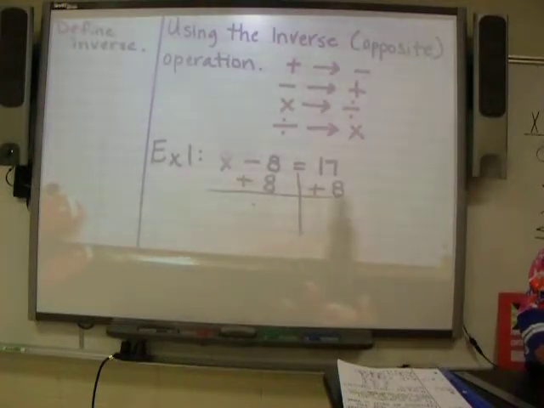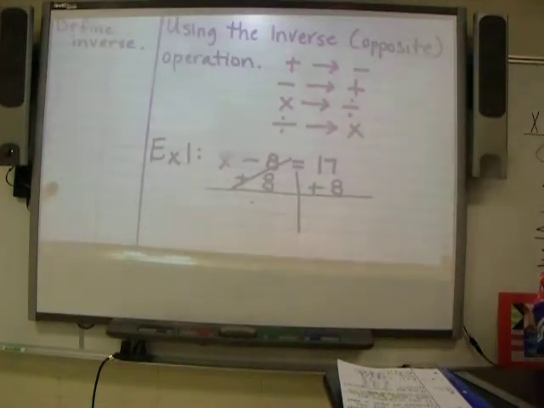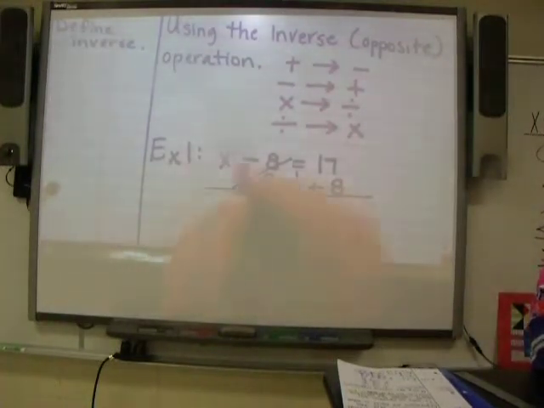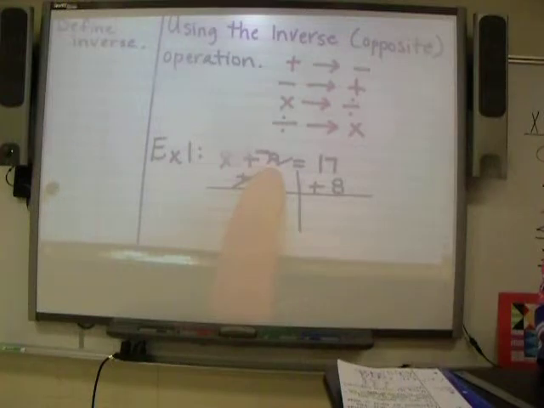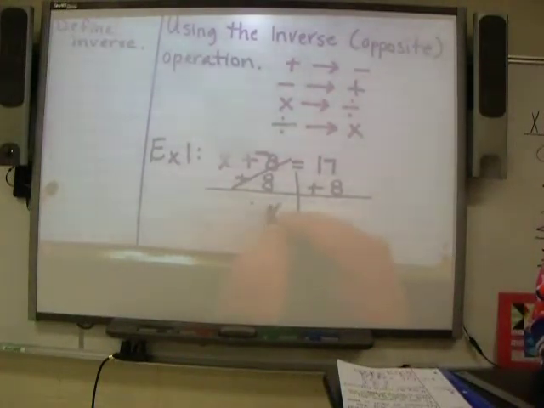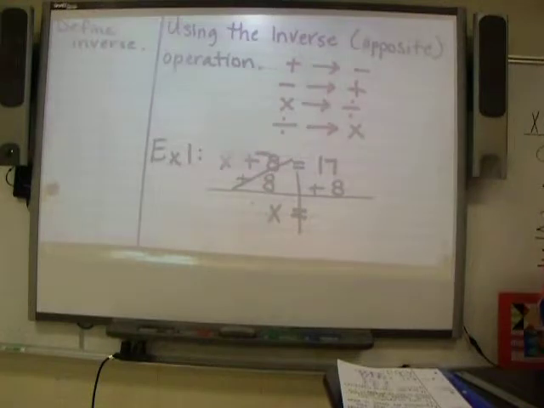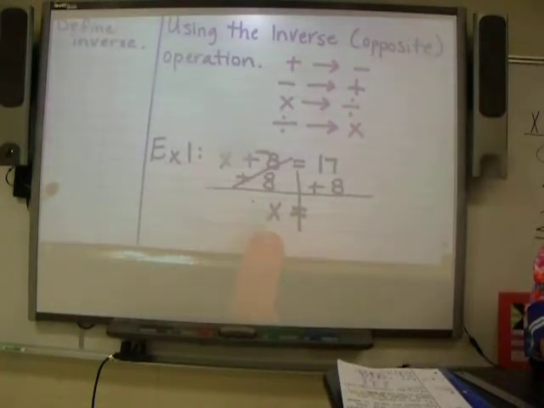When we do that, that creates 8 zero pairs. Because remember, if I do keep, change, change, they're negative 8s and they're positive 8s, and those are 8 zero pairs that cancel out. So I'm left with x on this side. I have just isolated the variable. I got the variable by itself on one side of the equation by doing the opposite of what had already been done to the variable.